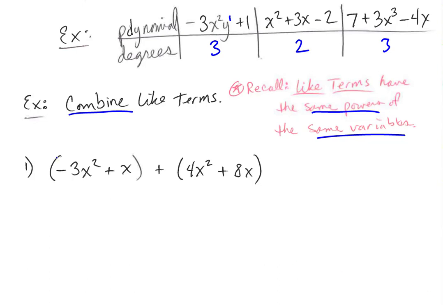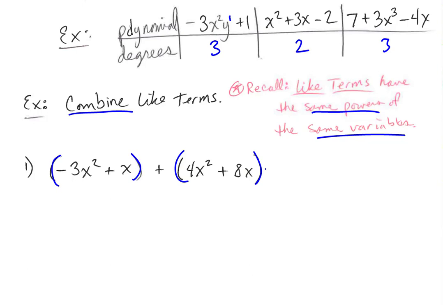The first set of two terms is kind of bundled in parentheses, and in those parentheses we see a negative 3x squared plus x. Then we see a plus sign after closing those parentheses, and then another bundle in parentheses of terms, those being a 4x squared plus 8x. If we want to combine like terms, we simply want to add them together or subtract.